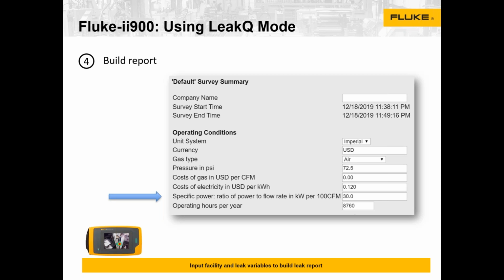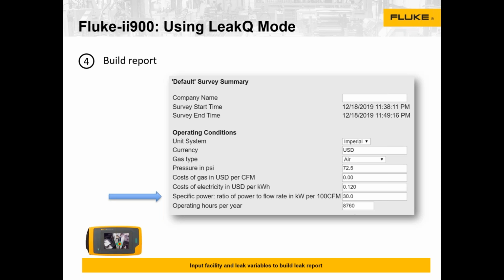So the first thing I want to highlight is gas type. Right here you see gas type is selected as air. You can also select different types of gases if your facility has different gases and you've identified leaks. So maybe that's nitrogen or helium or argon, natural gas, any other type of gas. You can put that in there, and then you would just input the direct cost of that gas in USD per CFM. So how much does that gas cost per CFM? That's going to help you get a monetized output.